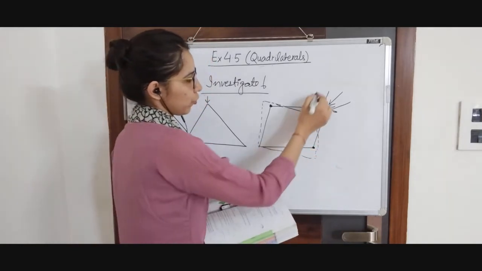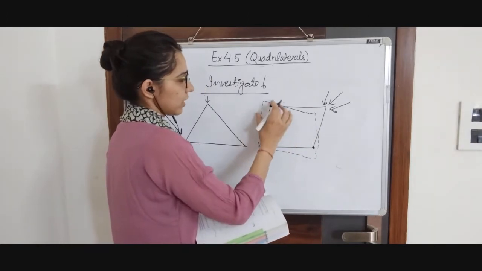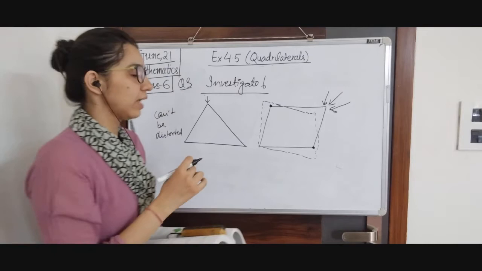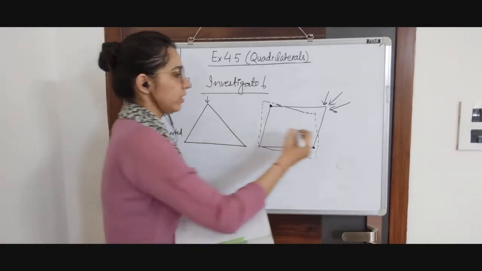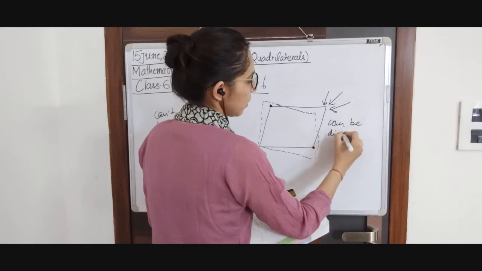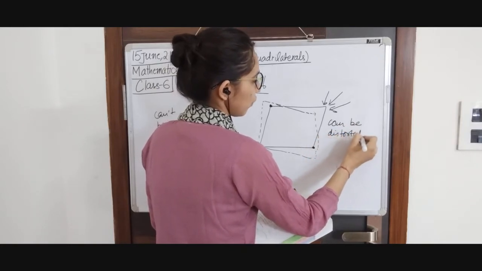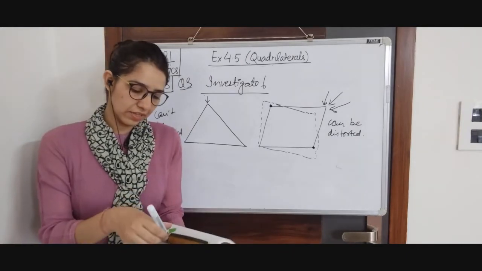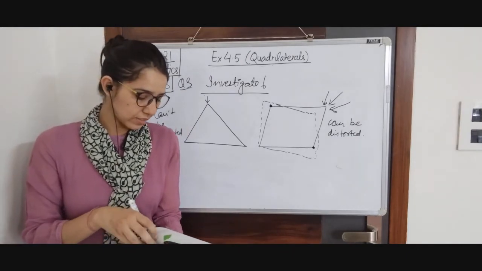Okay, if you push it more forward, these vertices will become more acute, and so on. So it can be distorted. Quadrilaterals can be distorted by putting force on one of the vertices. And this is the reason for the question asked next.